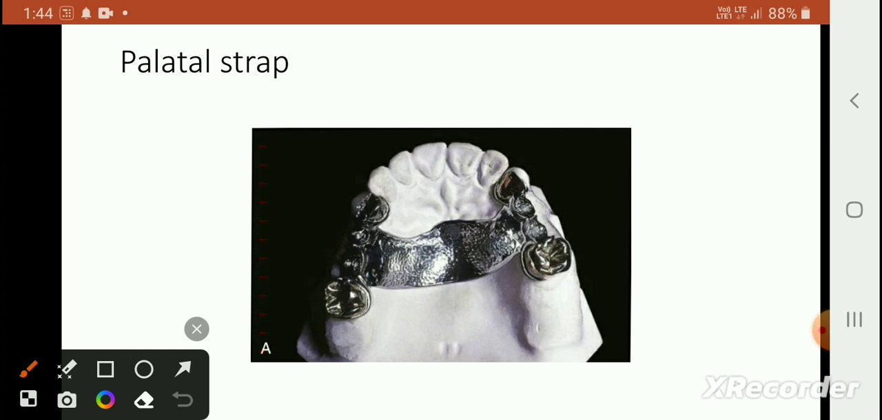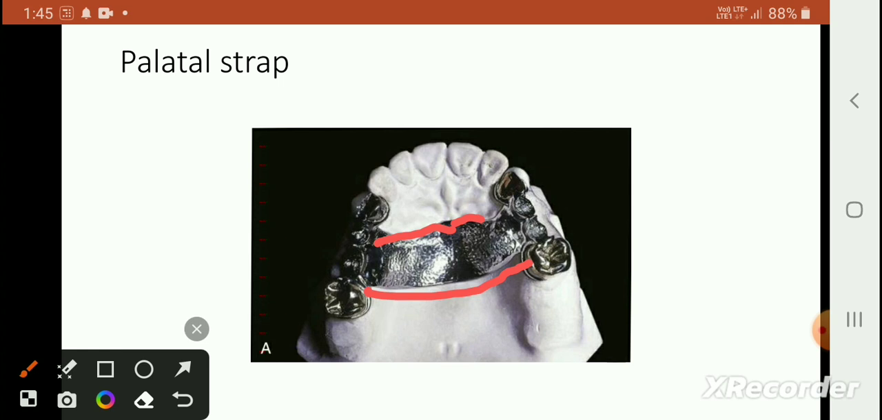What are the advantages? The advantage of this strap is that it covers a large area of the palatal tissue, so it helps distribute the stress over a broader area. In case of a bar, only less palatal tissue is covered. In strap, a larger tissue area is covered, so it distributes stress evenly over the larger area of the palatal tissue.